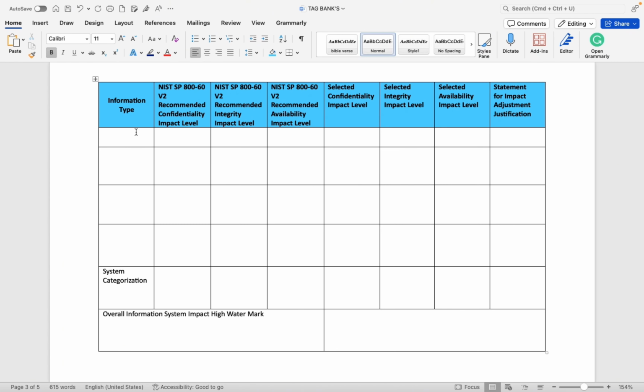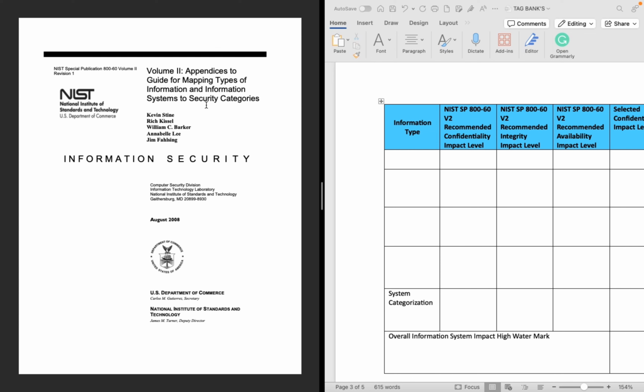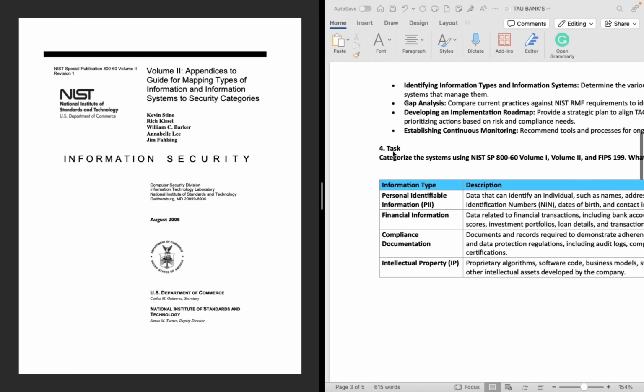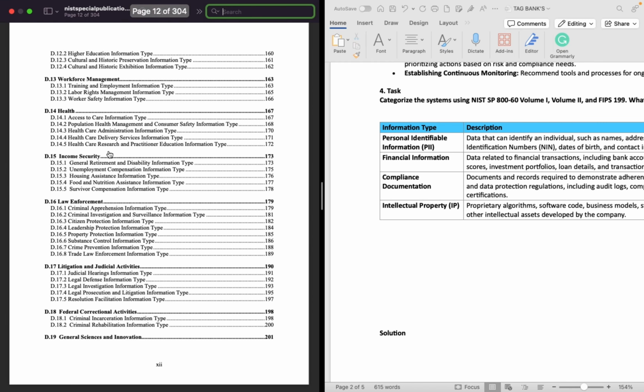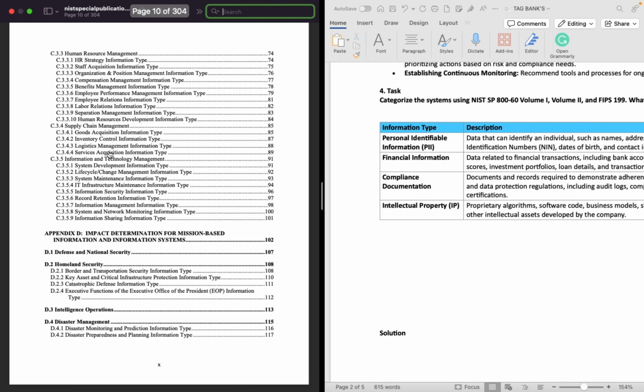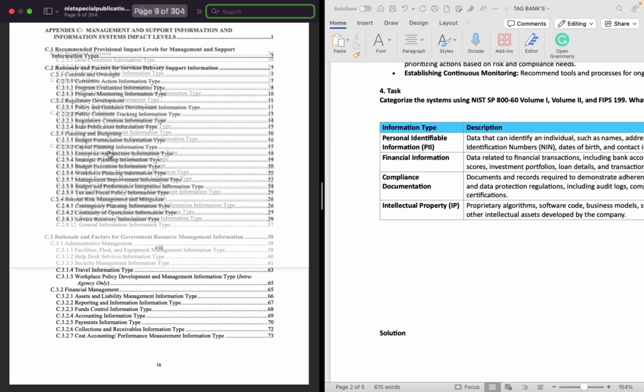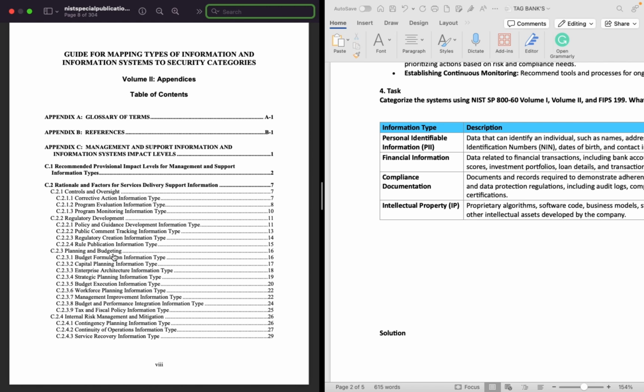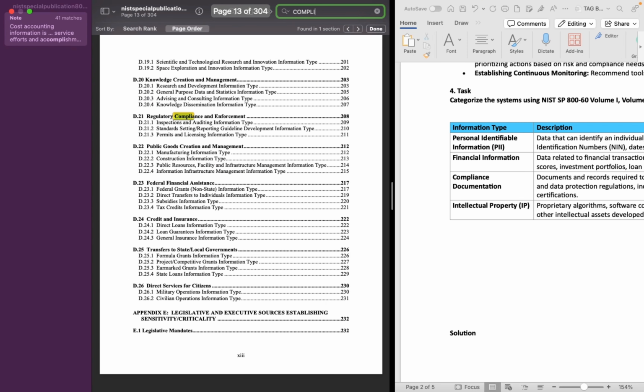This is the table we will use to accomplish this task. On the left is the NIST 800-60 Volume 2 Guide for Mapping Types of Information and Information Systems to Security Categories. As you can see, this document has different information types. Now we are going to look for our specific information types within this document. Now let's start with information type number 3, compliance documentation.